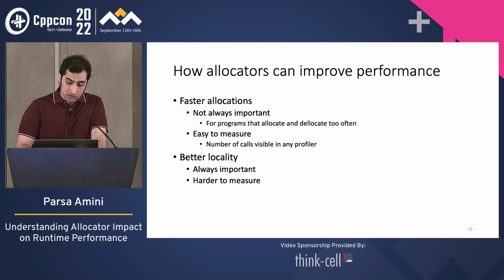So far, we explained how allocators can improve performance, which was in two ways: enabling faster allocations and better locality. Of these two, getting faster allocations is relevant when programs call allocate and deallocate too frequently. This is something we can easily measure with, say, putting a counter inside your program or with a profiler. The second one, on the other hand, getting better locality, is always important and also hard to measure.